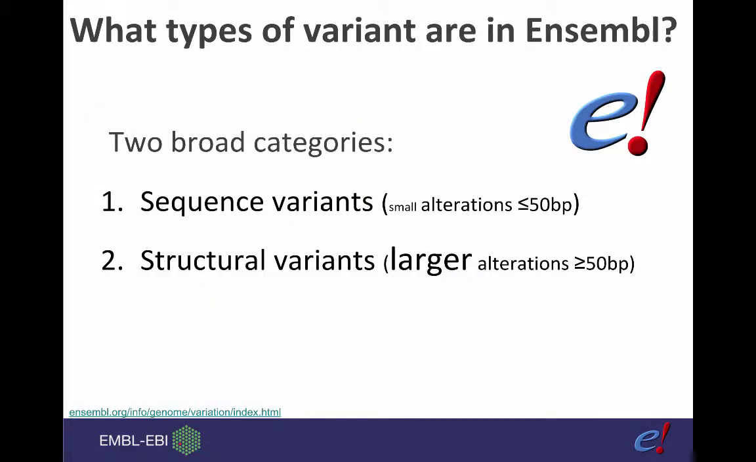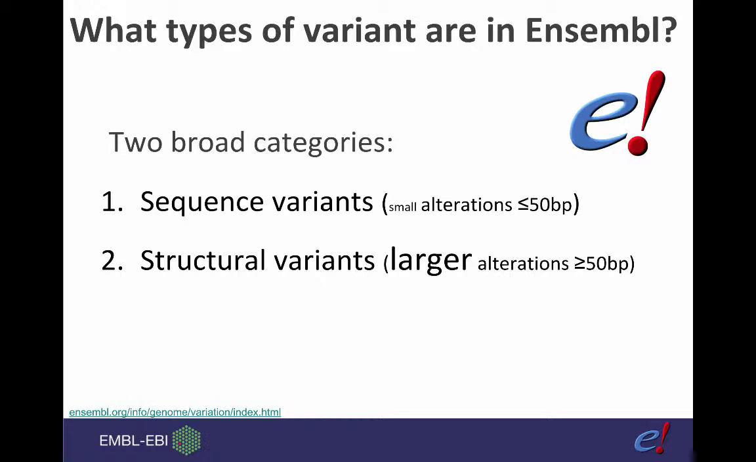So let's start by defining the variant types that we have. These are defined into 2 broad categories. We have sequence variants, and these are typically smaller alterations, less than 50 base pairs in length. And then we also have structural variants, which are larger alterations that can cover over 50 base pairs in length and can sometimes span multiple genes.